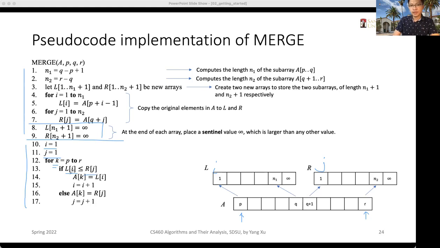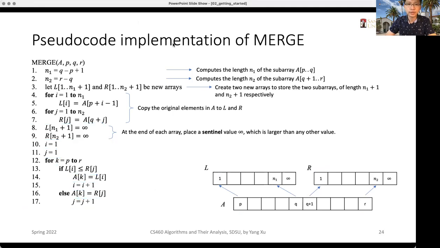If the left one is smaller, we copy it to the current position of A, and then increment the counter for the left array by I plus 1, which moves I one to the right. Else, it means the right element is smaller, so we copy this right element to the current position in A and increment the right counter. It's like two sliding windows.